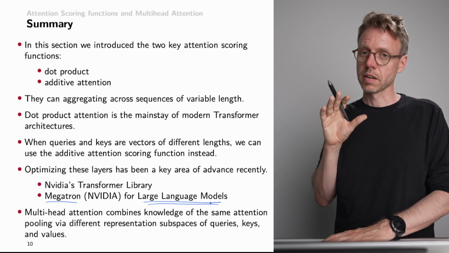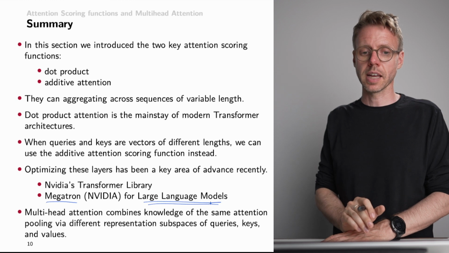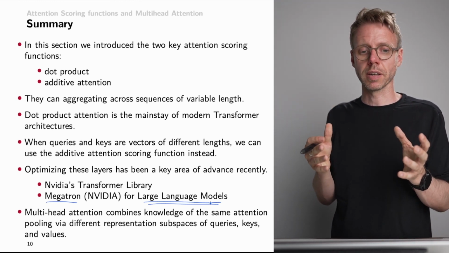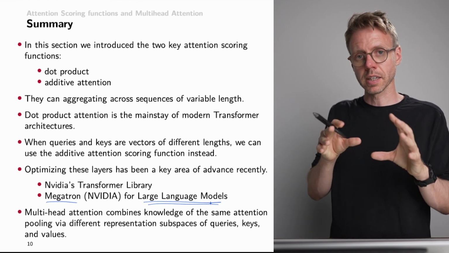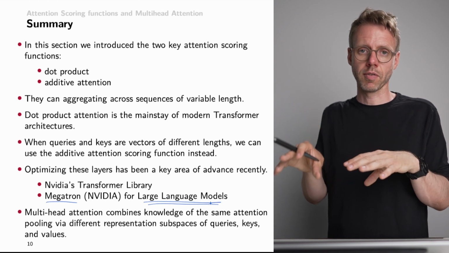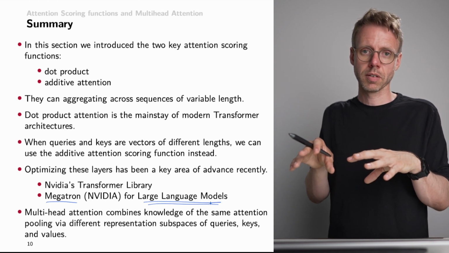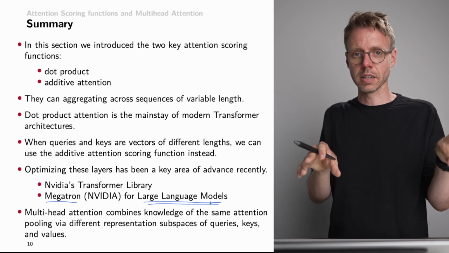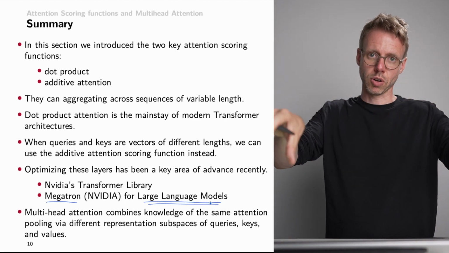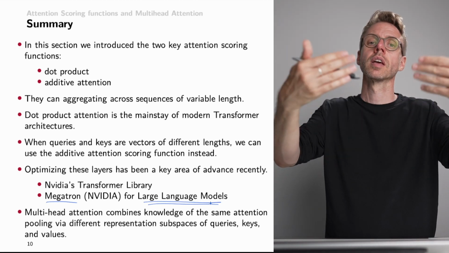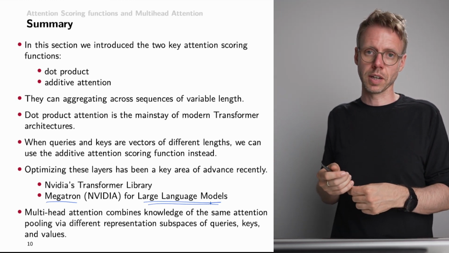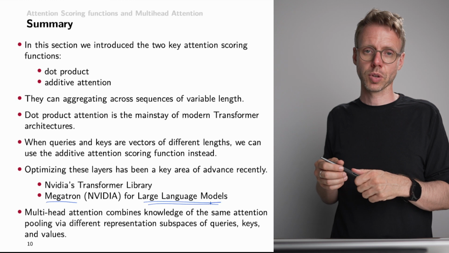And finally, we have seen that multi-head attention combines knowledge of the same attention pooling mechanism, but it applies it to differently formed query, key, and value combinations, where each of those heads would then be concatenated together and in the end would be plugged into a linear transformation to compute the output of the multi-head attention.